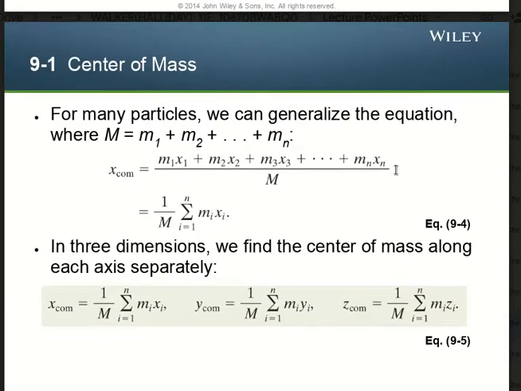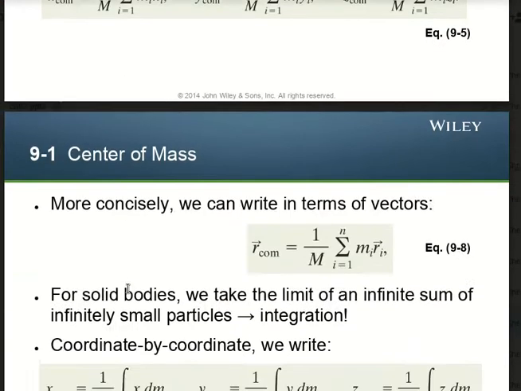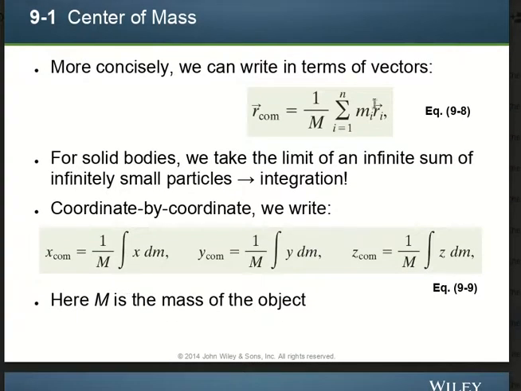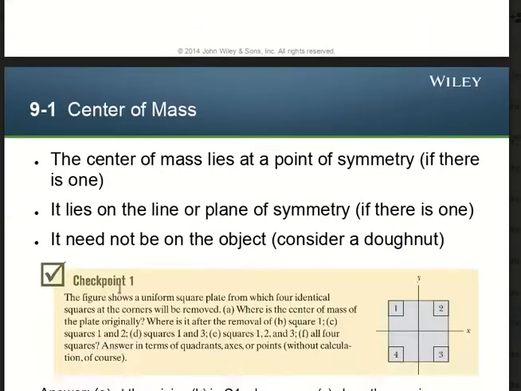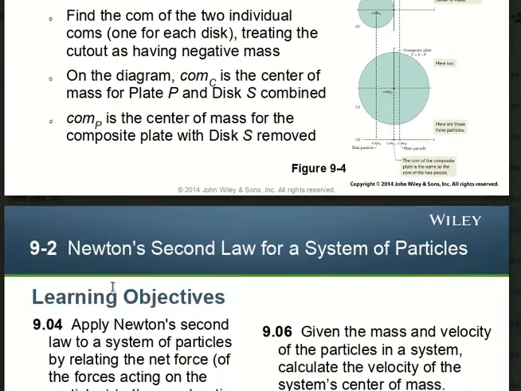You have many particles, and the center of mass is going to be the sum of the position of each particle times its mass, divided by the total mass. And for three dimensions, you have to do the same for the three components. When we talk about particles, we use a sum, and when we talk about a body, we use integration. Okay. So we already know this.